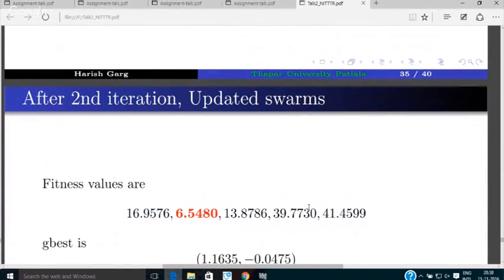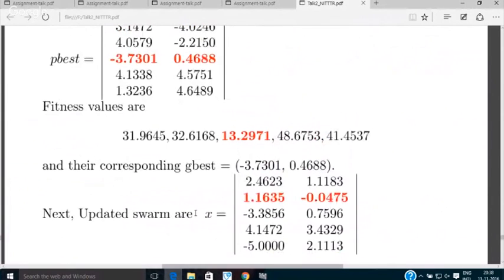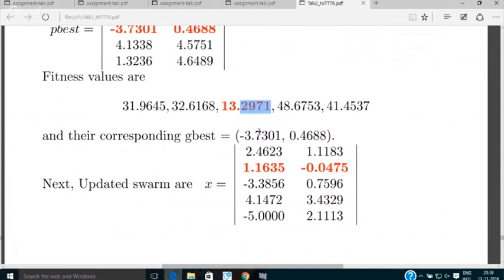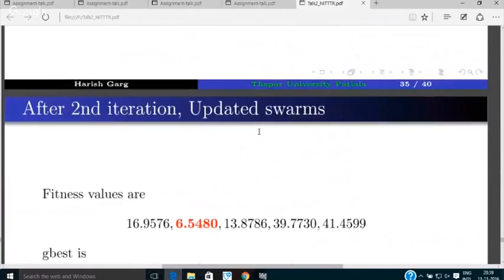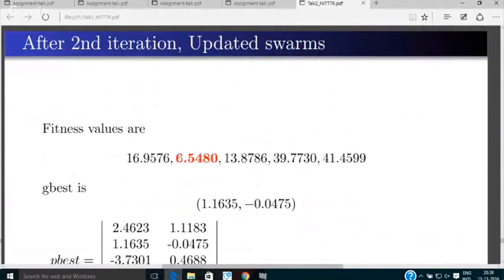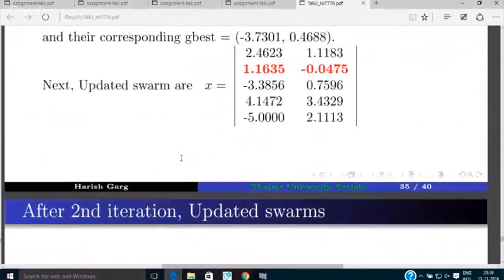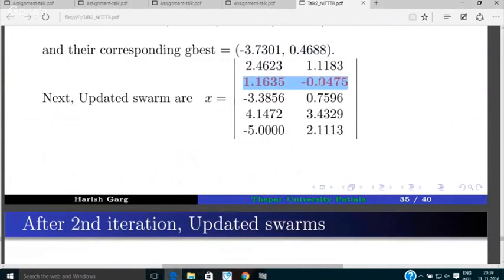Find the minimum among them. That is the global best. Then compare this global best with the previous global best. If you find better, then replace the previous value with 6.5480, otherwise not. Now look at that, my previous value is 13.29, and this time our target is to minimize. So definitely we replace that. Since this is my second number, now my global best is this, which I've shown in red.